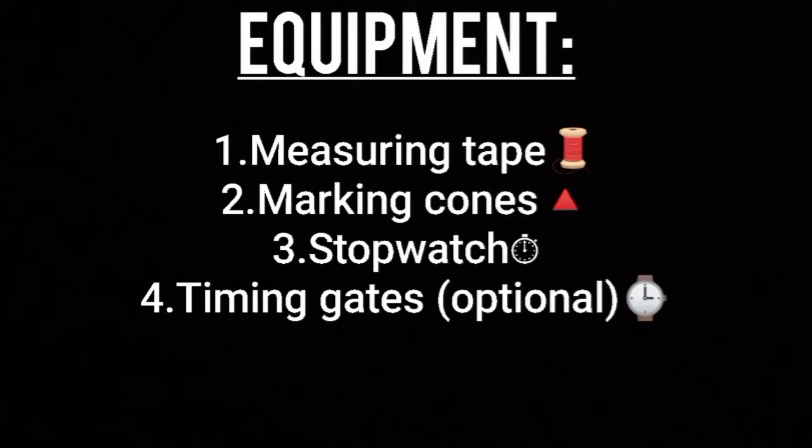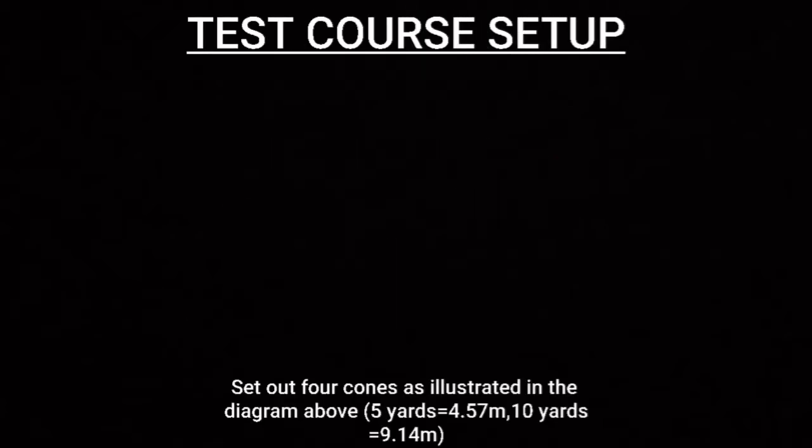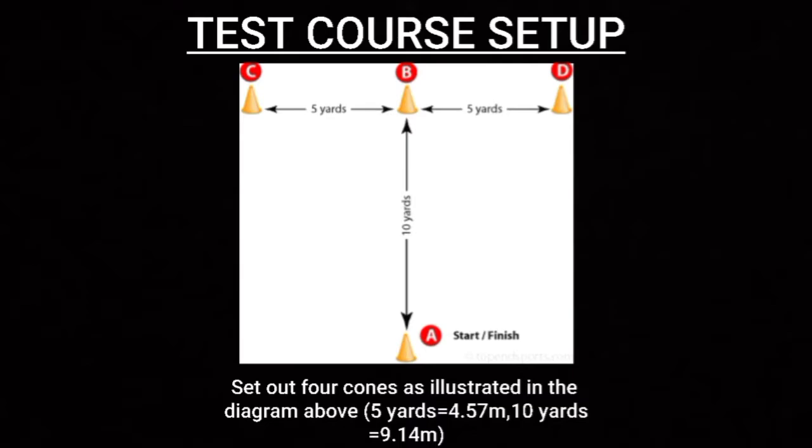The equipment to complete this test is a tape measure, marking cones, a stopwatch, and timing gates. Timing gates are optional. The setup for the test is to set up 4 cones as illustrated in the diagram above, which is 5 yards equals 4.47 meters, and 10 yards equals 9.14 meters.